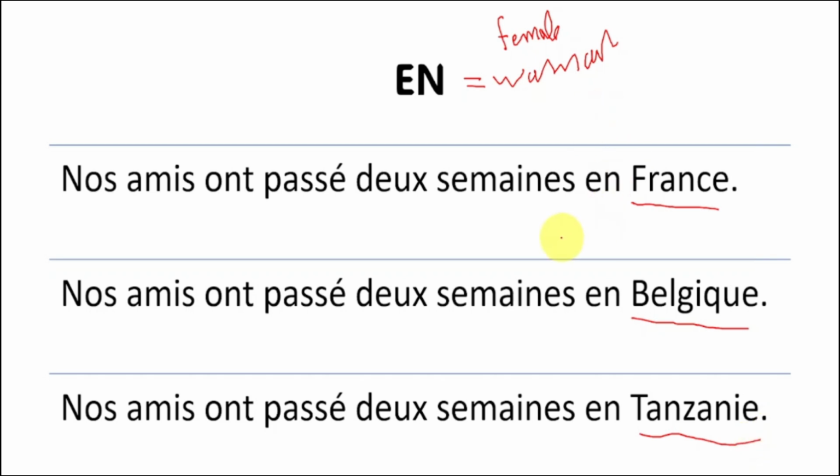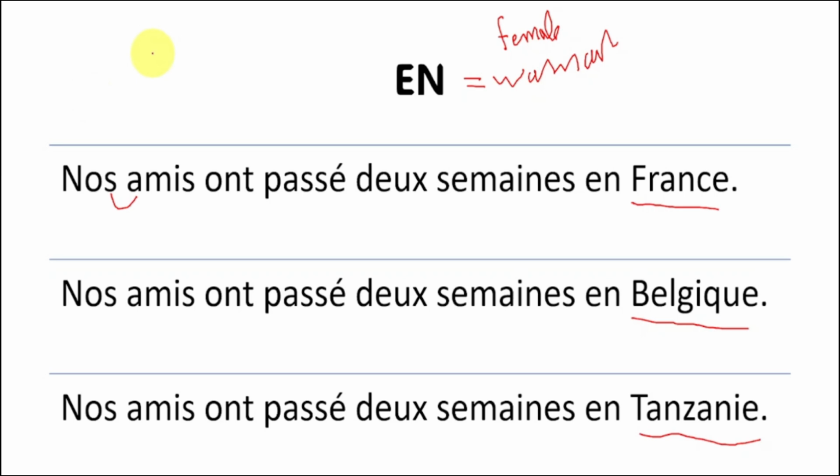So saying, nos amis ont passé 2 semaines au France, is wrong because France is a female country. So we're going to say, nos amis, don't forget to link, nos amis ont passé 2 semaines en France. En France. Nos amis ont passé 2 semaines en Belgique. Nos amis ont passé 2 semaines en Tanzanie.